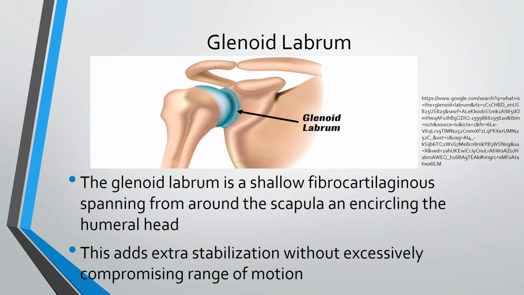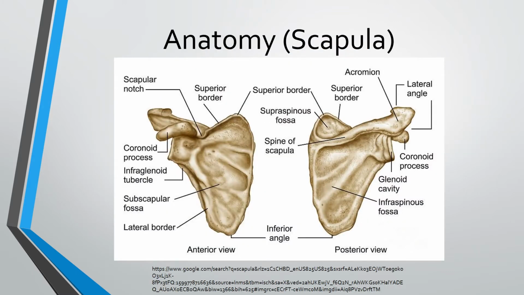It's a shallow fibrocartilaginous structure spanning from the scapula. It adds extra stabilization, but it doesn't compromise range of motion as much as a bony structure would. Scapula is very important for bony and muscular articulation. It aids in accessory movements of the shoulder, and it is the origin for all of the SITS muscles of the rotator cuff.